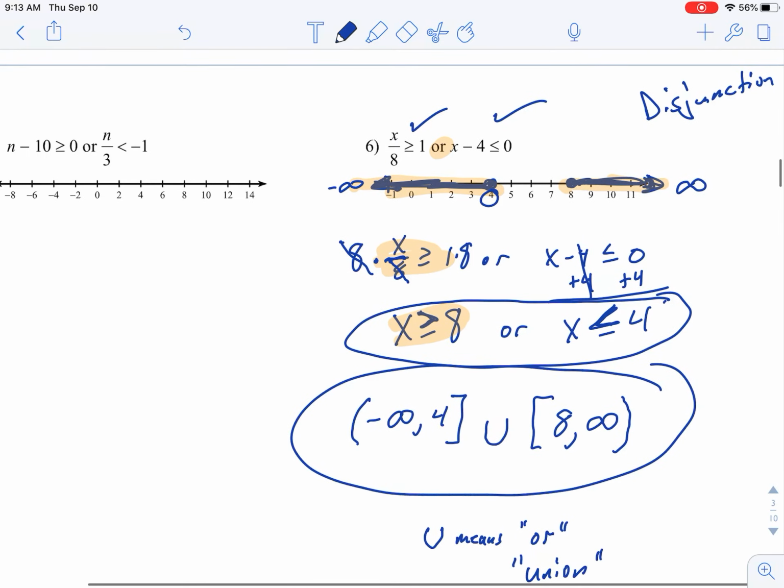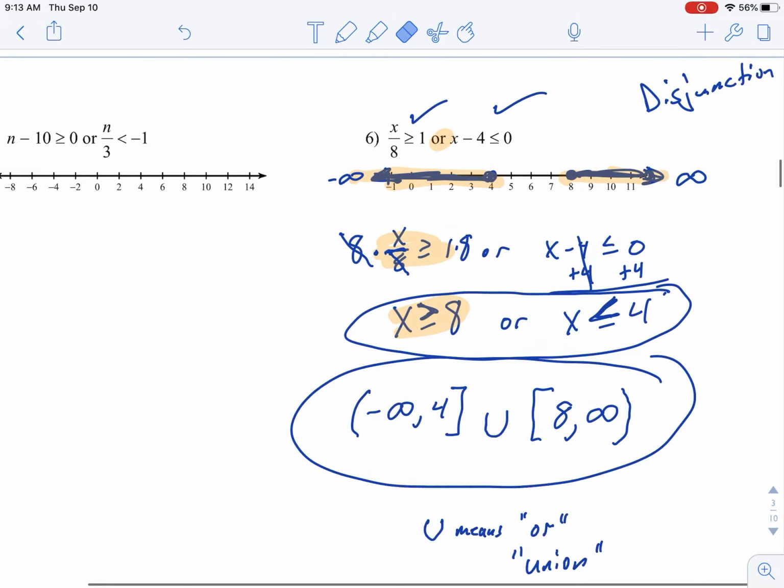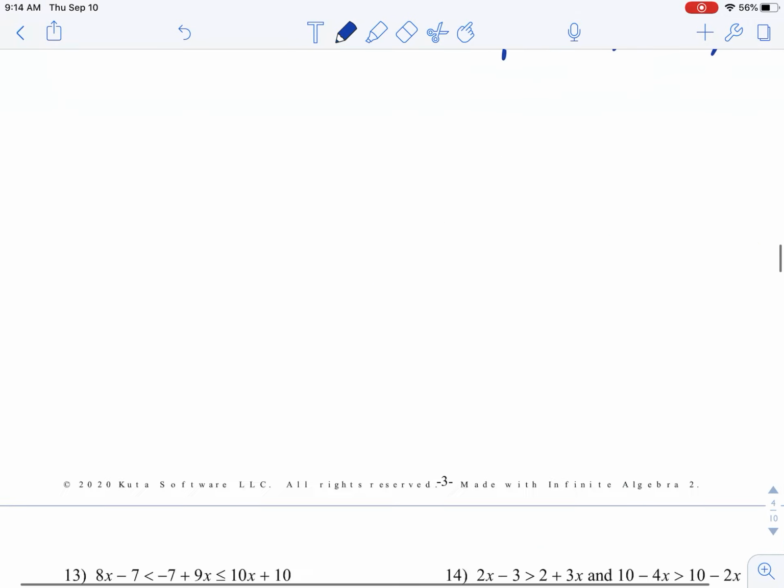The arrows themselves are disjoint. They don't touch each other. Disjunction, disjoint, very similar words. So they don't touch each other, they're separate. So when you put them together to be one answer, you're uniting them or creating a union of the two disjointed arrows. All right, so I got a lot of writing on here. Well, let's scroll down and check and make sure everything's good.